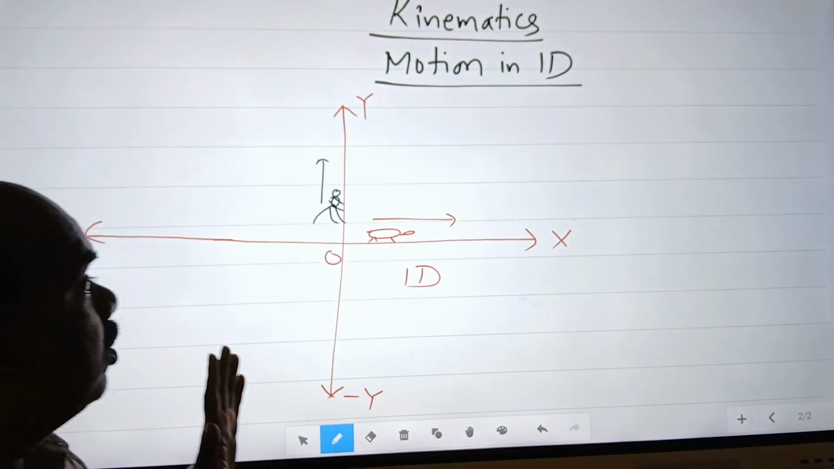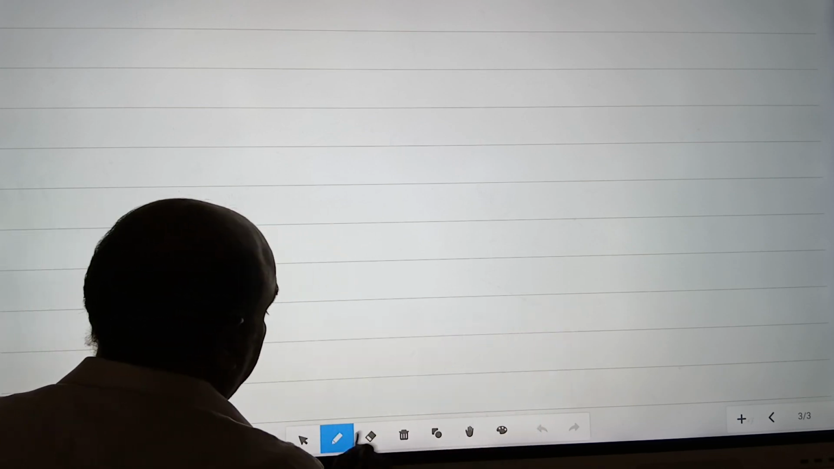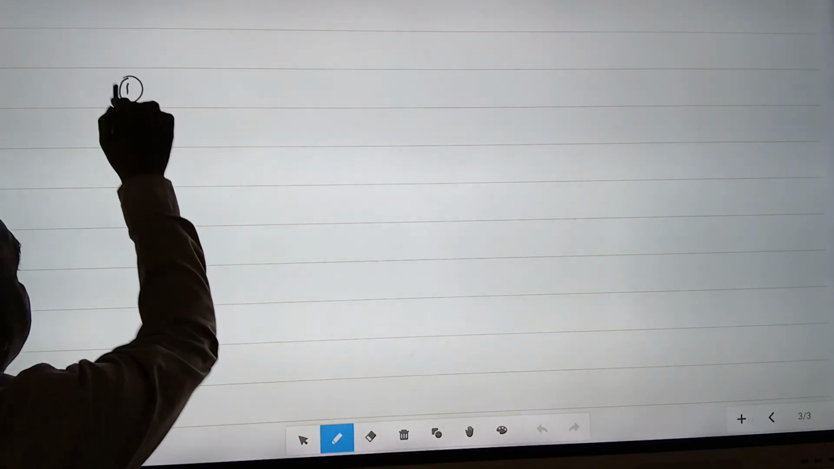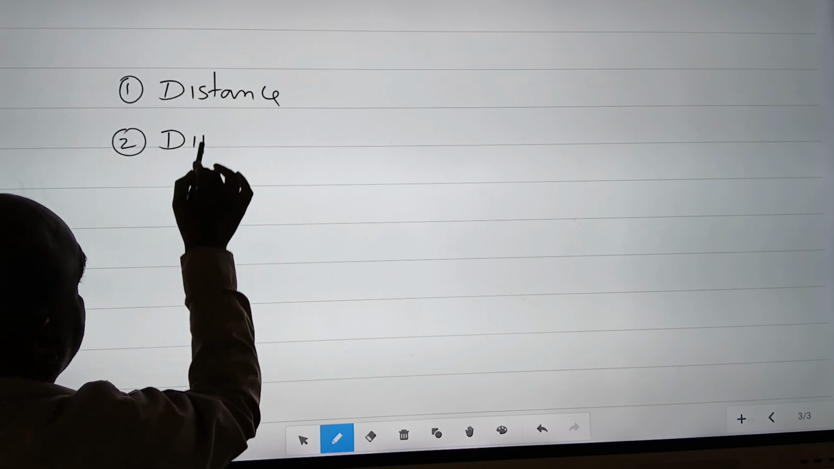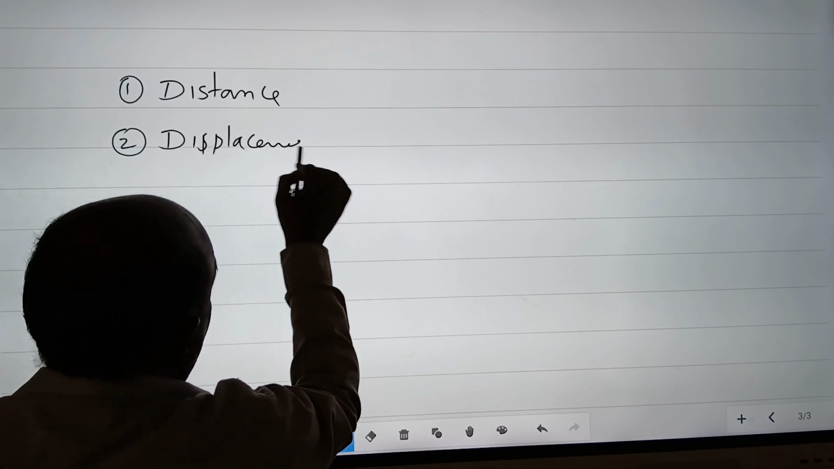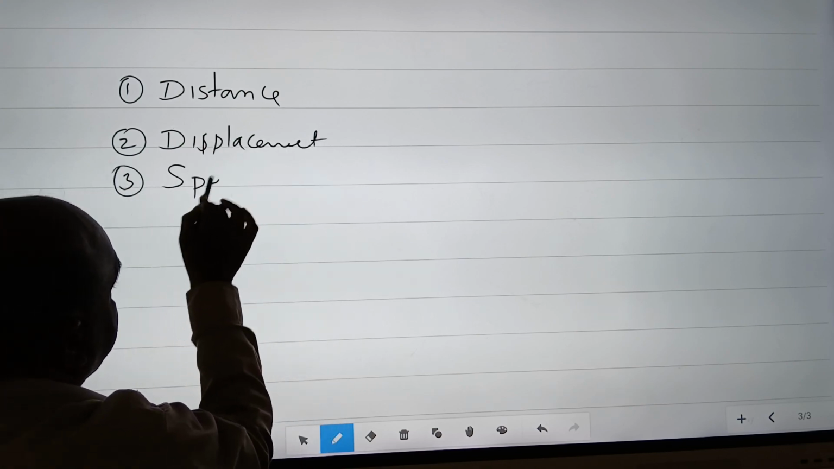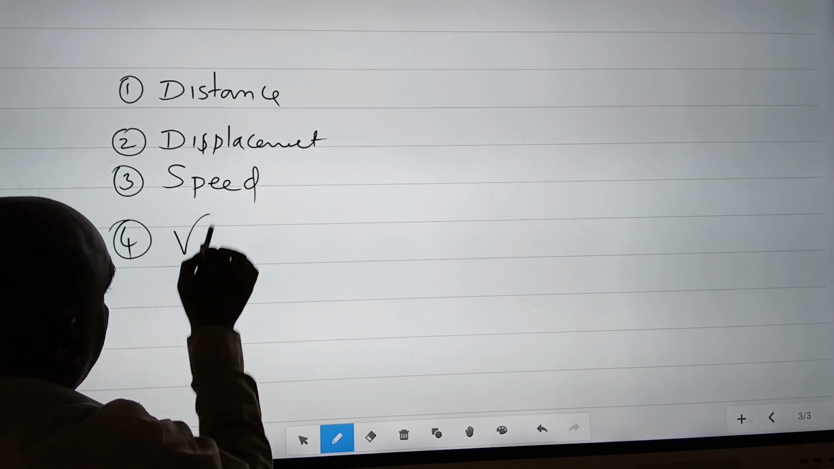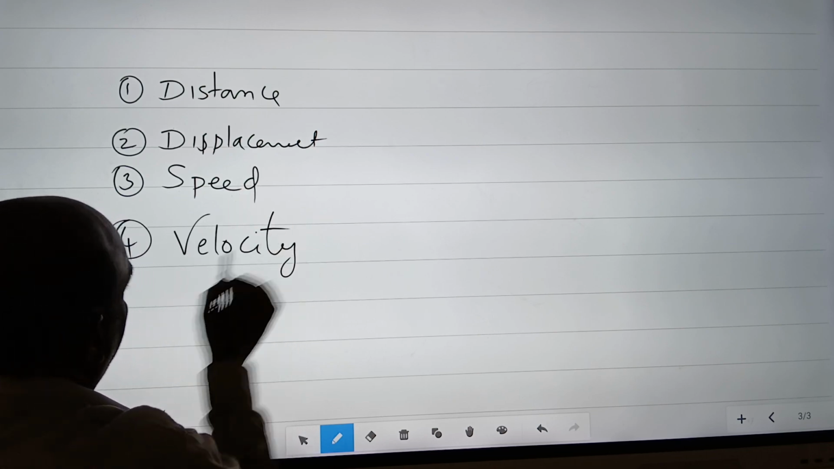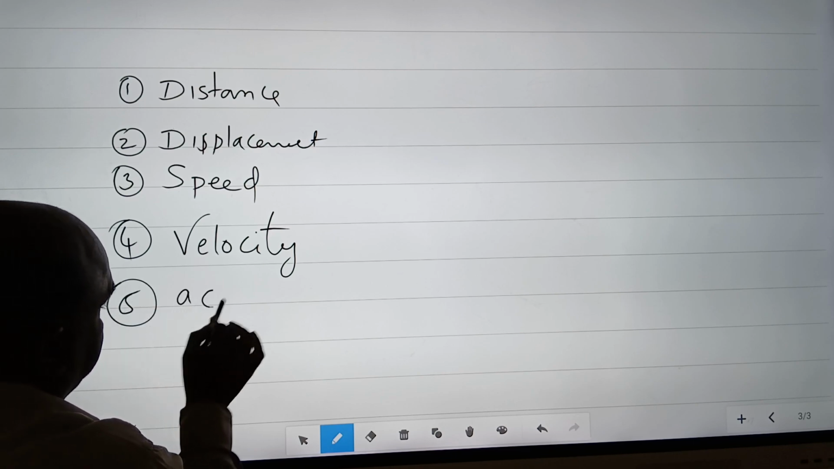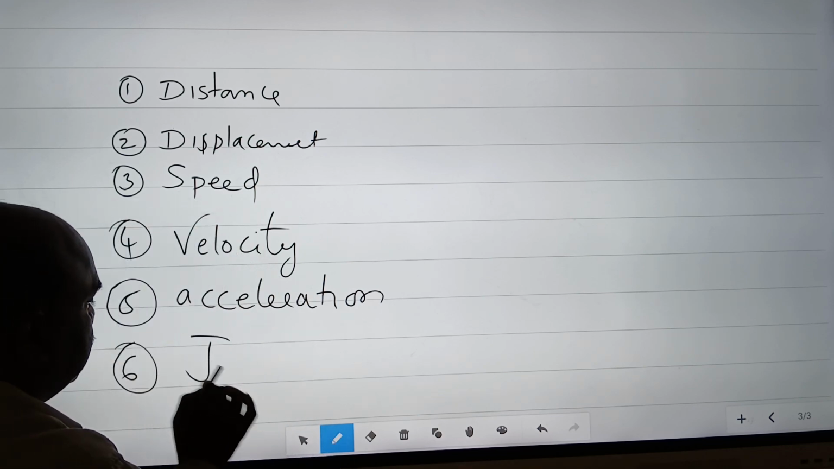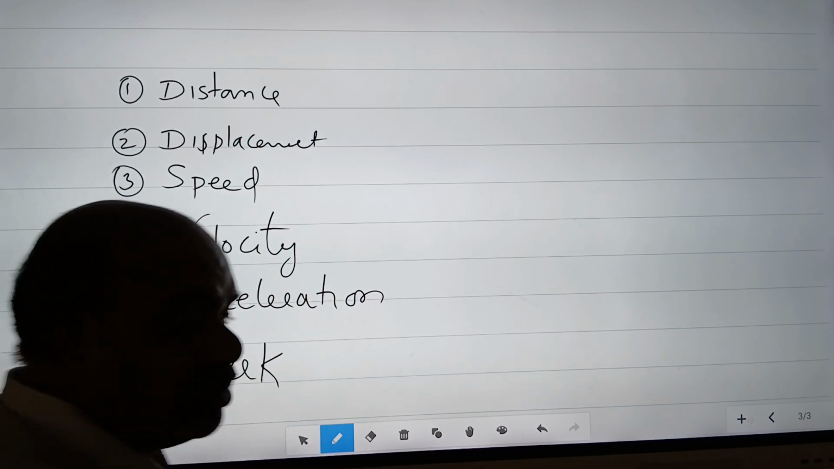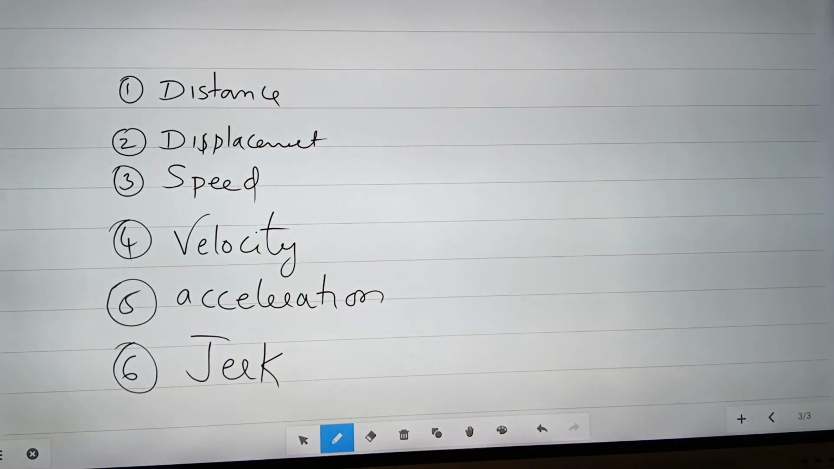In this chapter, we are going to read about one dimension. Very important few concepts I will tell you in this session. First one, what is meant by distance? Number two, displacement. Number three, what is meant by speed? What is meant by velocity? What is meant by acceleration? What is meant by jerk? Only these terms we are going to see in this chapter in a detailed manner.